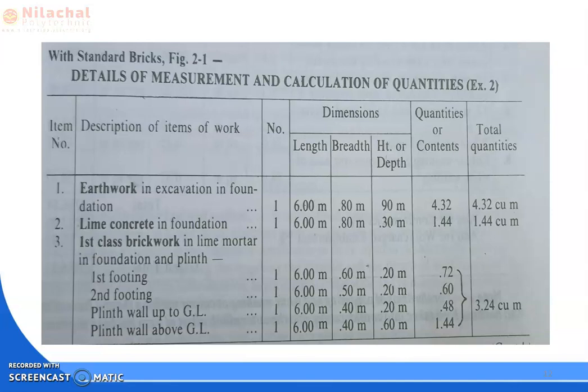Okay, so today's time is over. The remaining part we will discuss in the next class. In the next class we discuss the length, breadth and height, and how we can define them from the figure. Okay. Thank you.